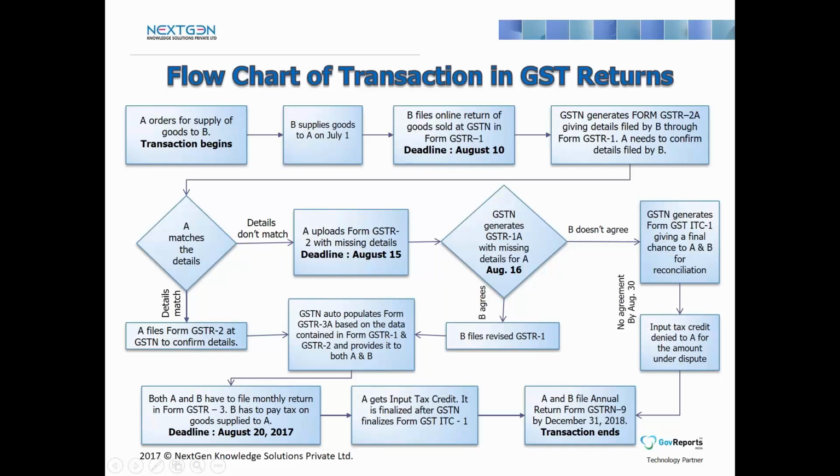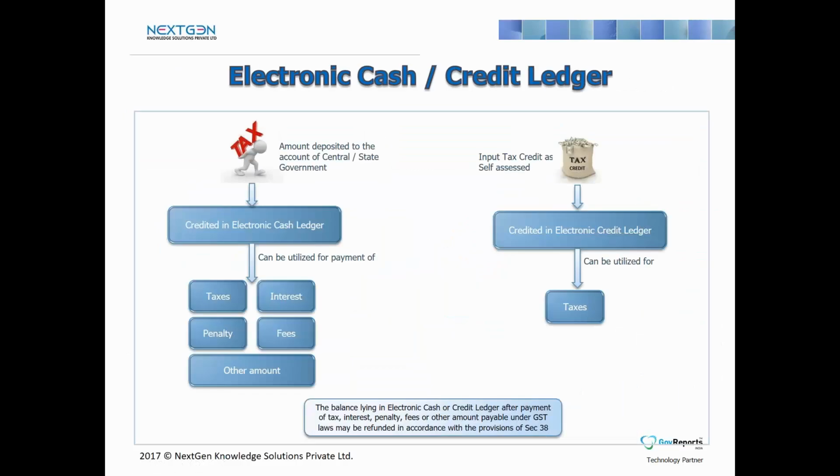Okay, so one more question from Mr. Sasan. Can you please explain the cash ledger and the credit ledger again? See, every taxpayer will have two ledgers. One is the electronic cash ledger and another is the electronic credit ledger. The electronic cash ledger will have the amount deposited by the taxpayer in the account. This deposit could be for the major head like taxes, and within taxes there could be subheads also. Subheads will be in the form of, say, CGST, IGST or UTGST.